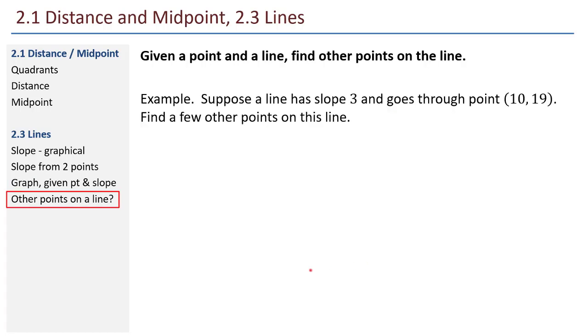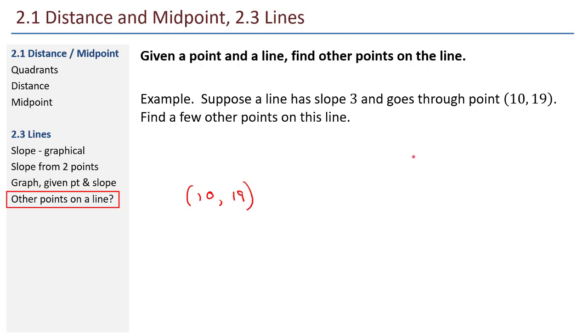Sometimes we want to know a few other points on a line. I know a point and I know a slope. Can I find a few others? So here's the example. Suppose a line has slope 3 and it goes through the point (10, 19). Let's find a few other points on this line. So here's my point (10, 19).